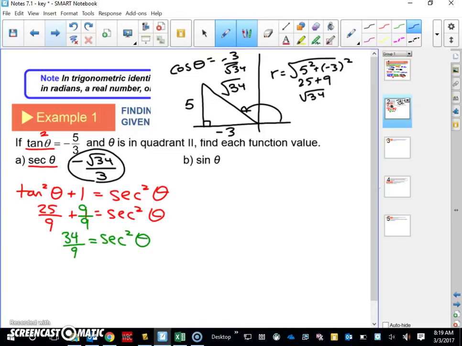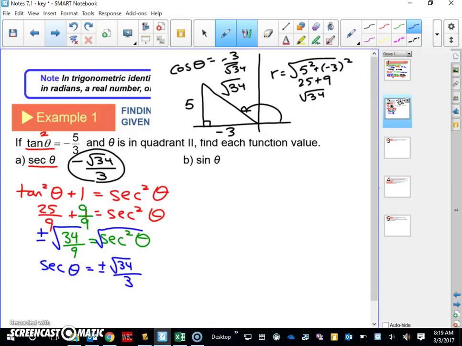Now if I want to know what just secant theta is, I'm going to take the square root of both sides. In order to solve this equation and get rid of that squared, I do the square root. Now the tricky part is, technically it's a plus or minus root. Remember how we always have the what and the where? The plus or minus is talking about where. So secant theta is going to equal plus or minus square root of 34 over 3, because that's the square root of 9.